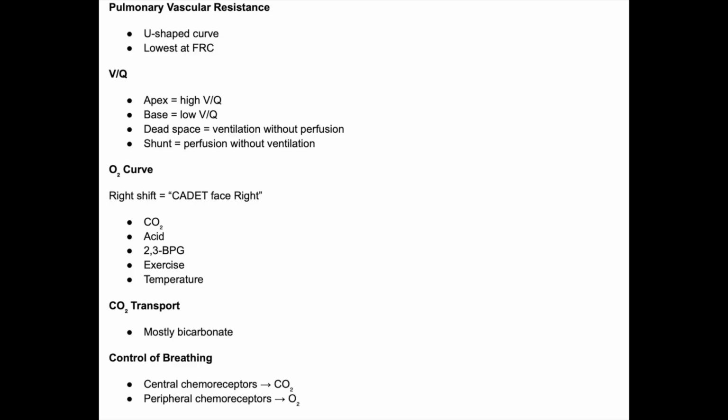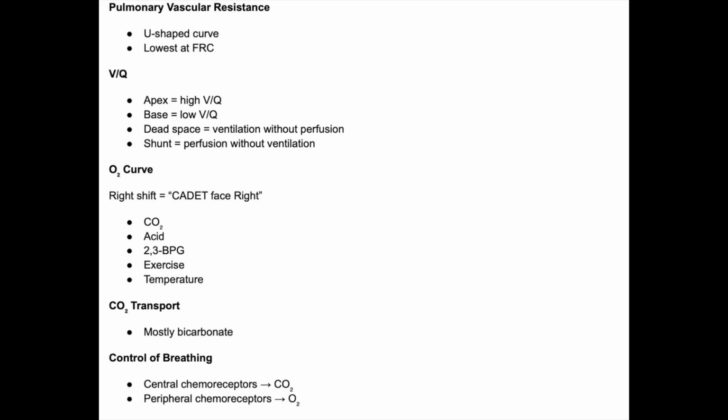All right, now we shift from mechanics to gas exchange and control. So pulmonary vascular resistance follows a U-shaped curve, lowest at FRC. Overinflate the lungs, and you compress alveolar capillaries; underinflate them, and extra-alveolar vessels collapse. That's why extremes of lung volume impair perfusion.